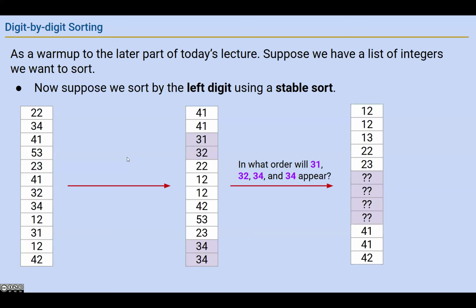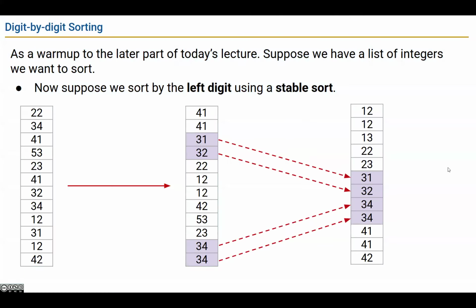Now, let's say that I've sorted first by this rightmost digit, and then I sort by the leftmost digit using another stable sort. Here I've already moved over the items with first digit 1, 2, and 4. Let's say that I want to move in the items with threes. What are the items going to be in order? Everyone say it aloud. 31, 32, 34, 34. Yep. Anyone notice anything about that last list?